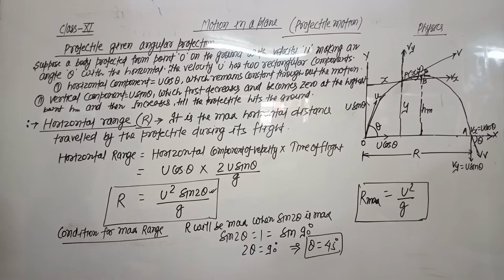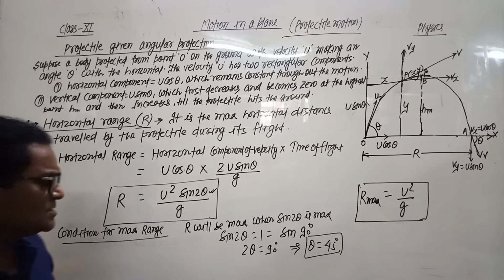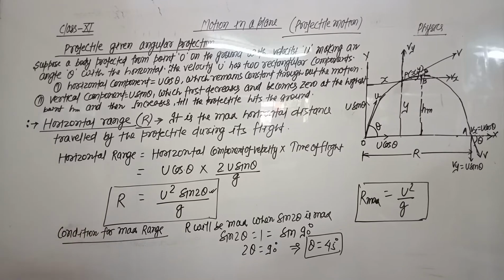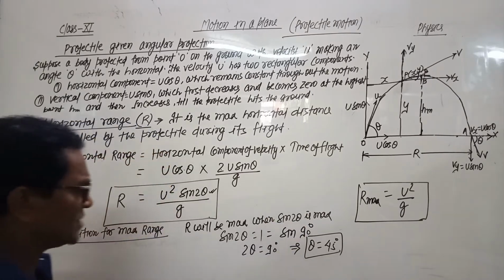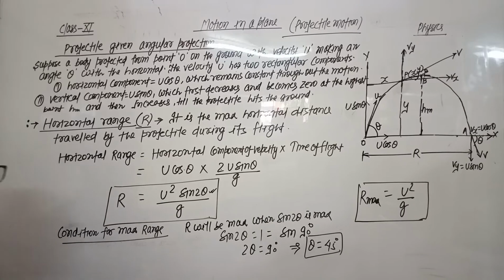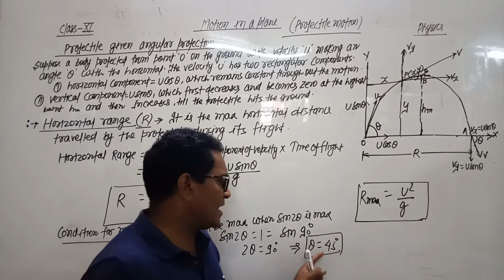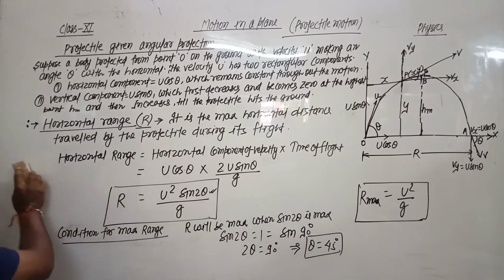So for getting the maximum range, a projectile should be projected at an angle of theta equals 45 degree with the horizontal. For getting the maximum range, the object should be projected at an angle of theta equals 45 degree.